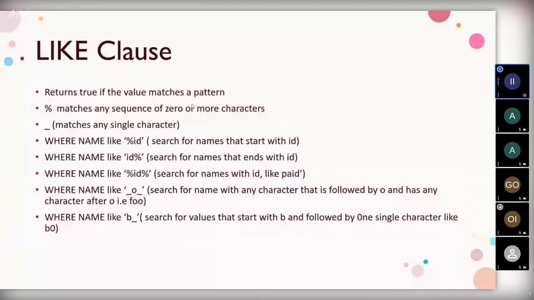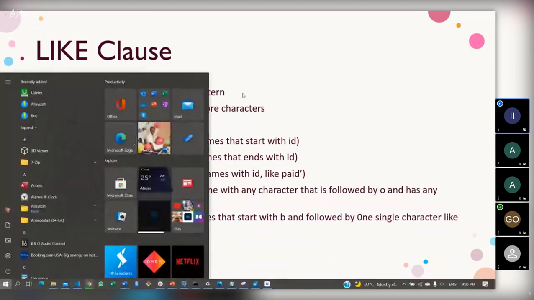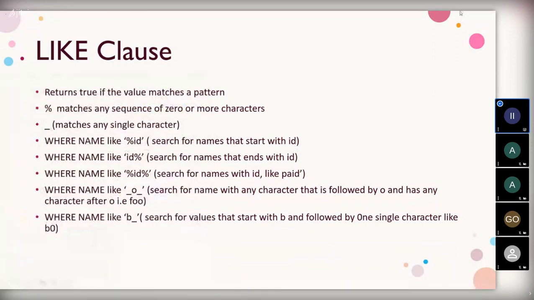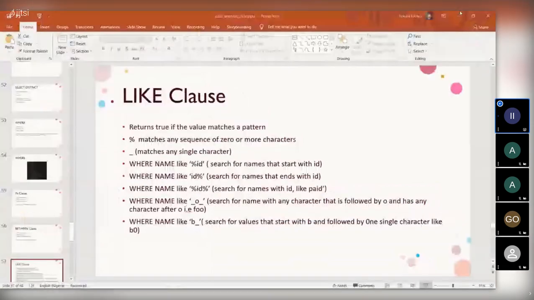But the underscore matches any single character. You understand? It just matches any single character, like one single character. So when you do WHERE name LIKE '%ID', you're searching for names that end with ID. So you're saying, for names that end with ID, percent ID.